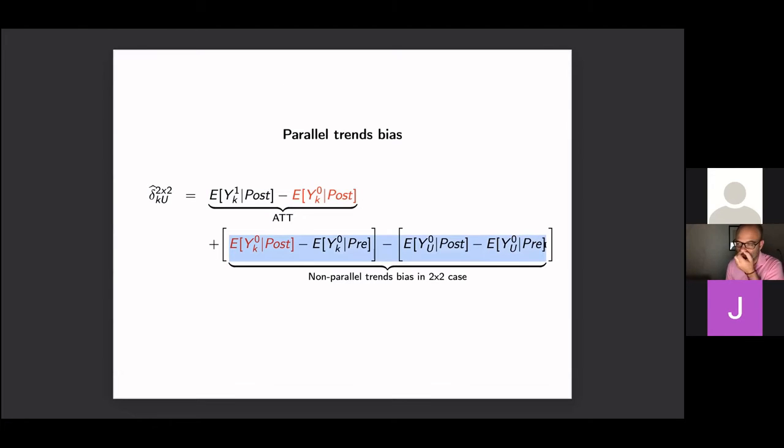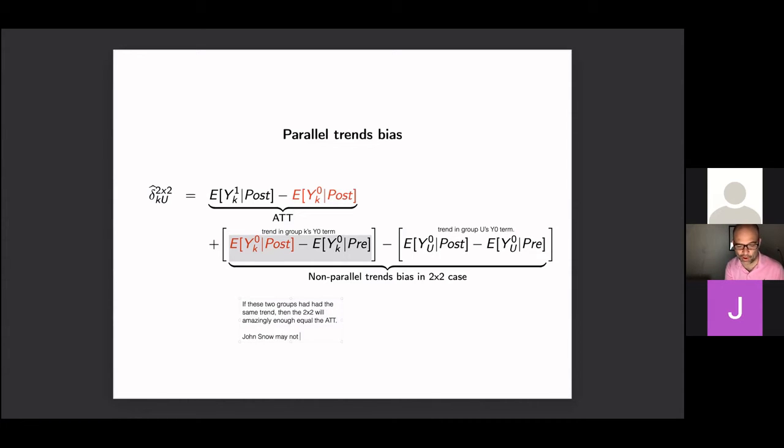Then we get this. What is this right here? This is simply what's left over after we rearrange the expression. And so what we see is this is a trend in group K's Y0 term, and this is a trend in group U's Y0 term. And if these two groups had the same trend, then the 2 by 2 will amazingly enough equal the ATT.